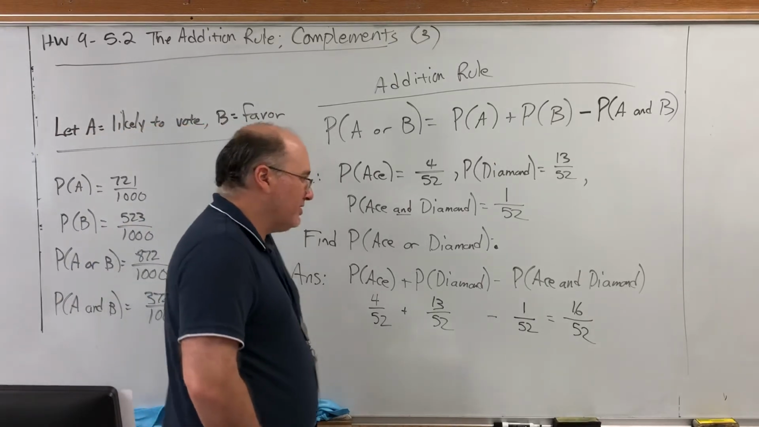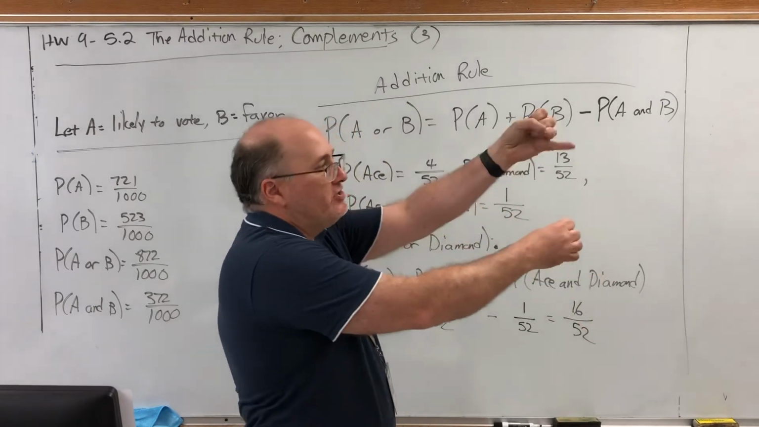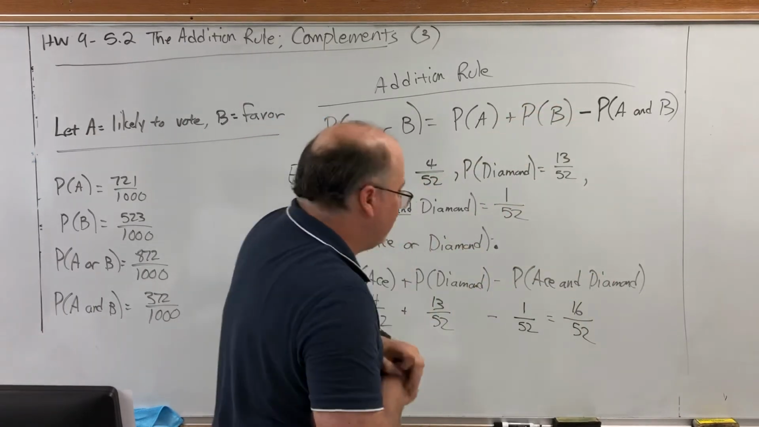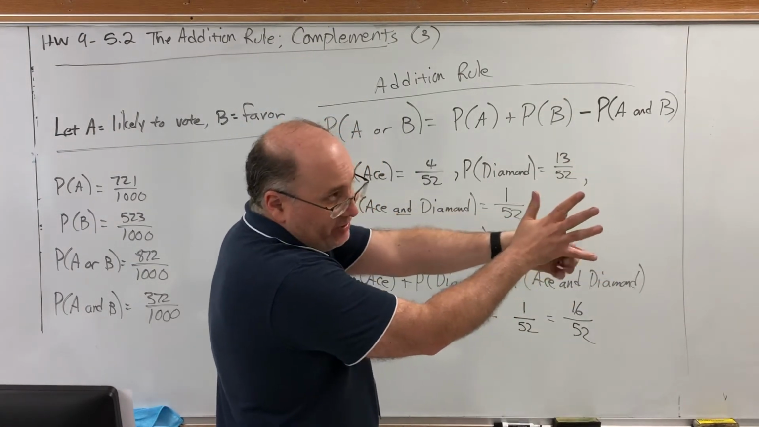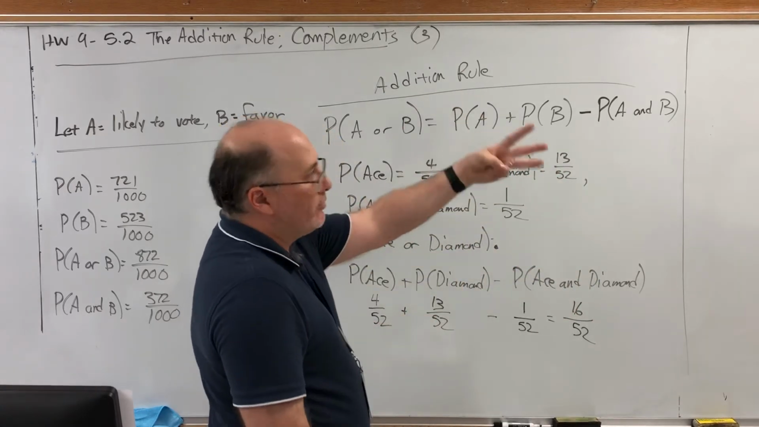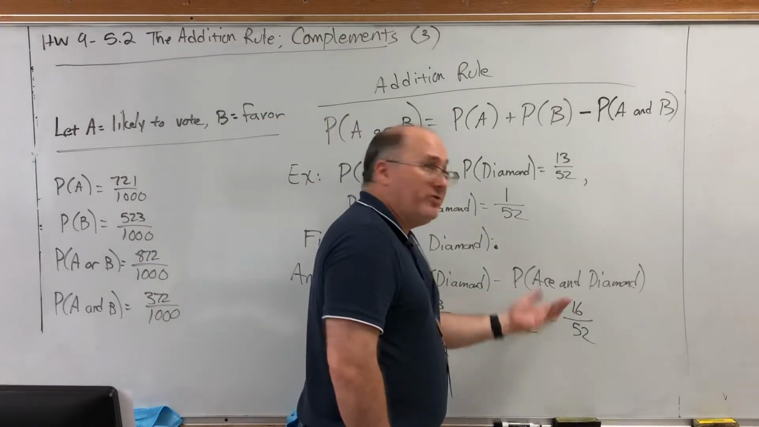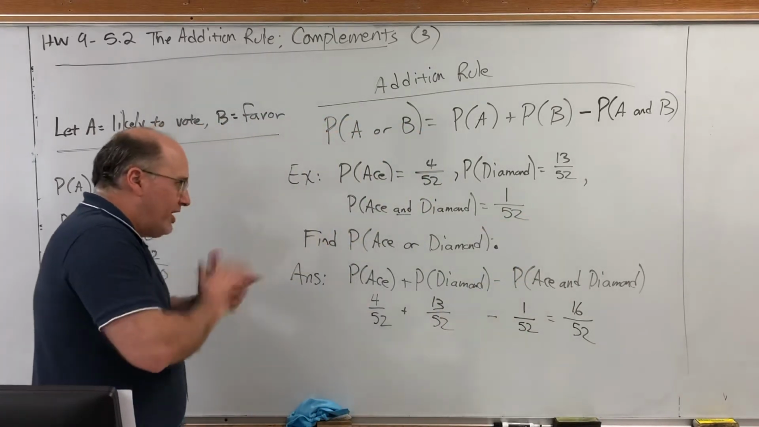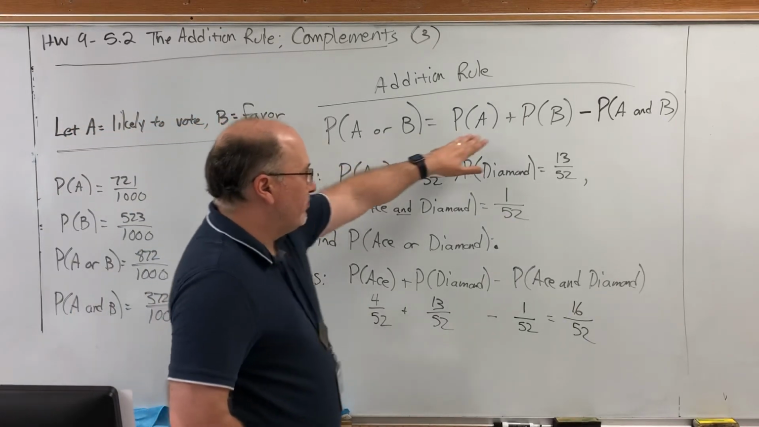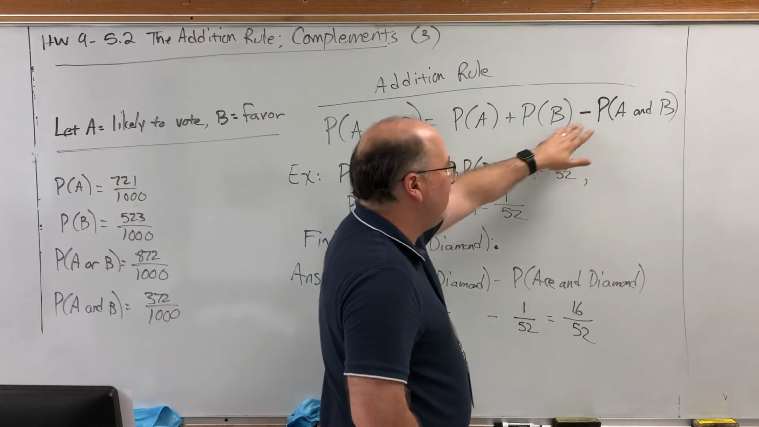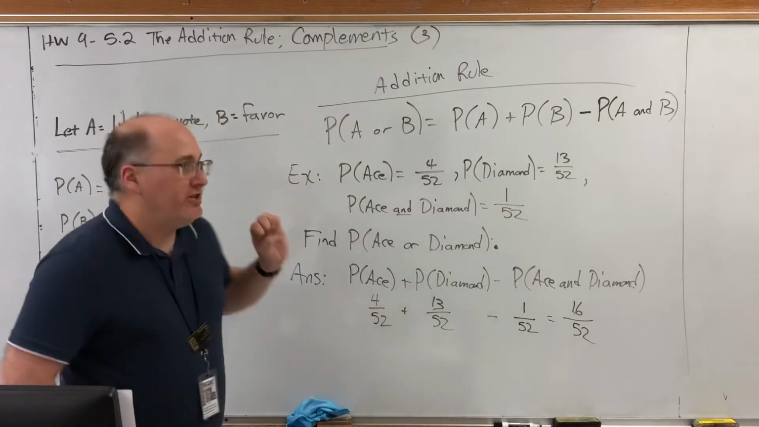We could check this really easily. Let's count all the diamonds. Ace, 2, 3, 4, 5, 6, 7, 8, 9, 10, Jack, Queen, King. There's 13 diamonds. Now let's count the rest of the aces. Remember, I already counted the ace of diamonds down here. So 13 plus the other 3 aces, ace of clubs, ace of spades, ace of hearts. 13 plus 3 is 16. So the answer does check out. So the addition rule again, the probability of A or B equals the probability of A plus the probability of B minus the joint probability of A and B. This is a formula I would give you on your formula chart.